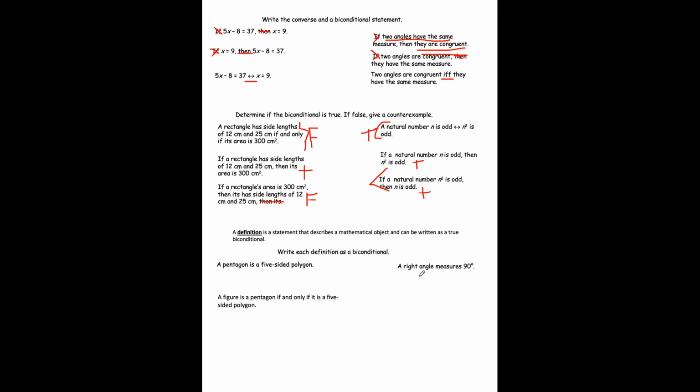Let's write a right angle measures 90 degrees as a biconditional. So let's define right angle. Maybe something like a figure is a right angle if and only if it measures 90 degrees. Or an angle is a right angle if and only if it measures 90 degrees. So biconditional statements contain two ideas, a conditional and its converse. For a biconditional to be true, both those ideas have to be true.